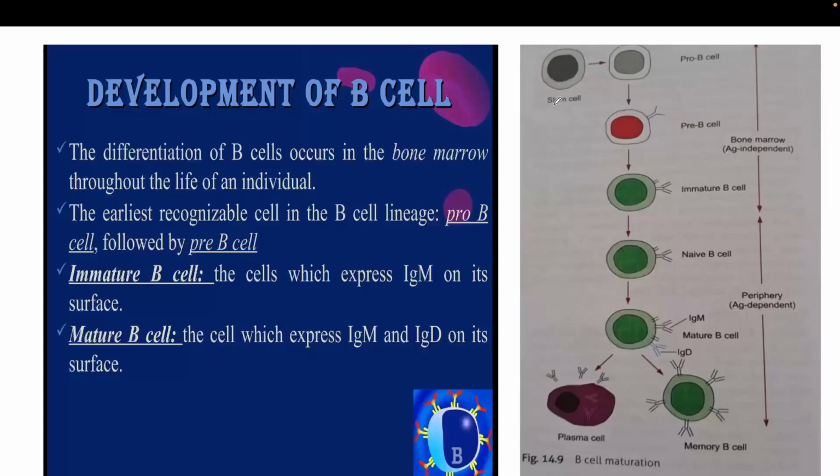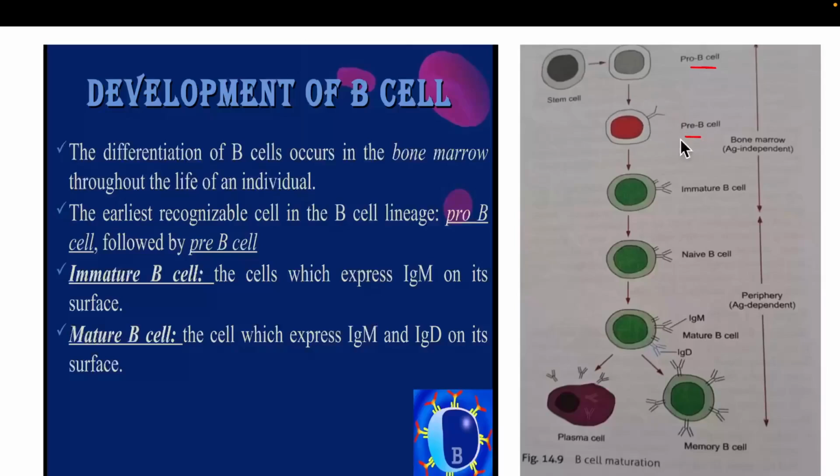So suppose this is the multipotential hematopoietic stem cell. After further division, it will give you the lymphoid progenitor cell, and this lymphoid progenitor cell, after certain kinds of cytokine signaling, will give you the pro B cell. Okay, the pro B cell is the earliest lineage of the B cell. After that it will give you the pre B cell. In the pre B cell, you can see that IgM will be synthesized on the surface of the B cell.